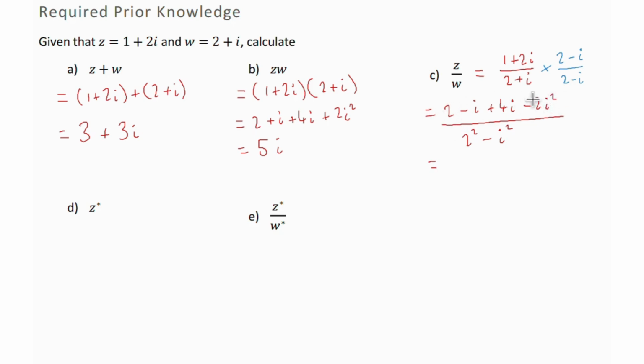i squared is equal to negative 1, so this becomes 2 plus 2, so 4. And this becomes plus 3i. And then in the denominator, we have 4 minus minus 1, so 4 plus 1, so over 5. So 4 plus 3i all over 5, or maybe we prefer to write that as 4/5 plus 3/5 i.